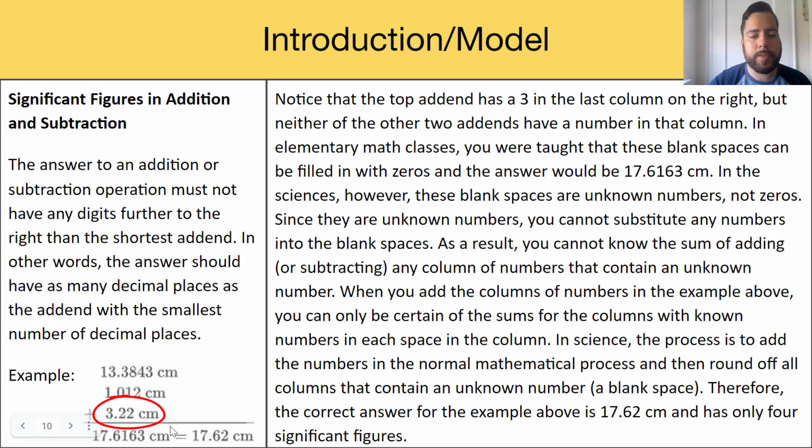So oftentimes students will ask, when they get this large number, 17.6163, how do I know where to round this number? Well, that's your answer right there, right? Our least precise measurement had 2 decimal places, so therefore our final answer should also have 2 decimal places. So our final answer is 17.62 centimeters.